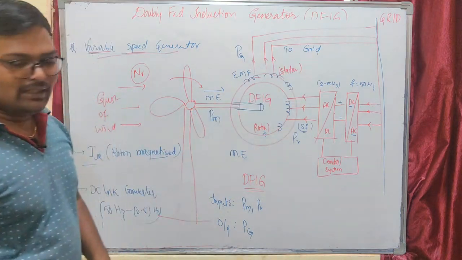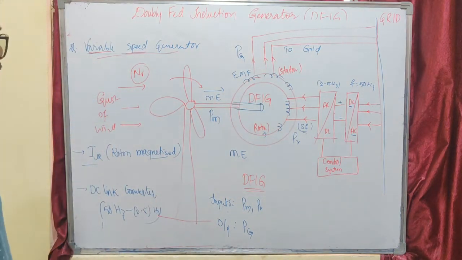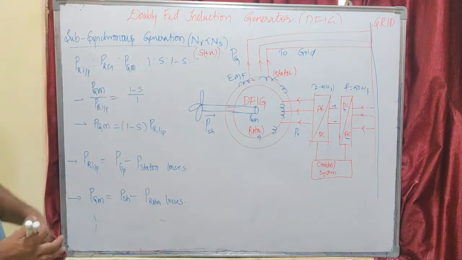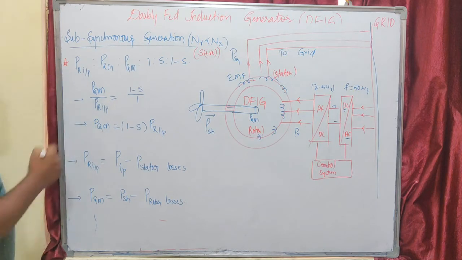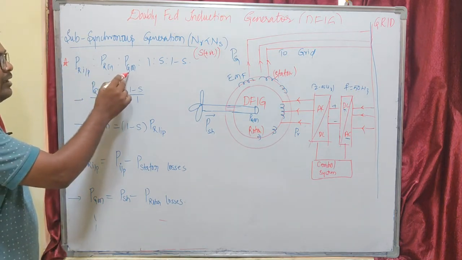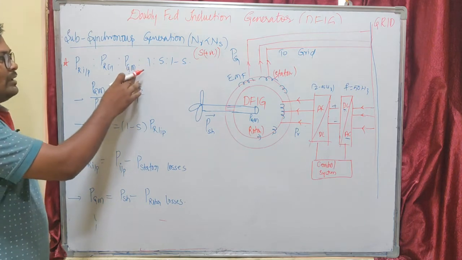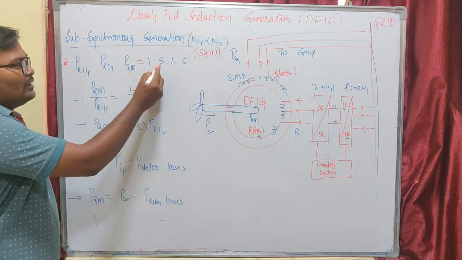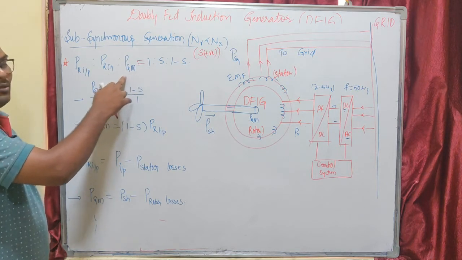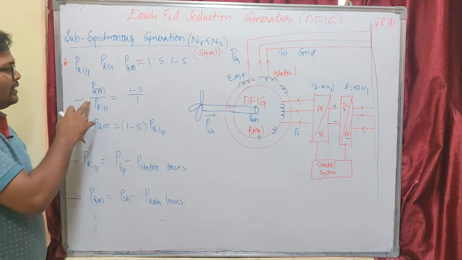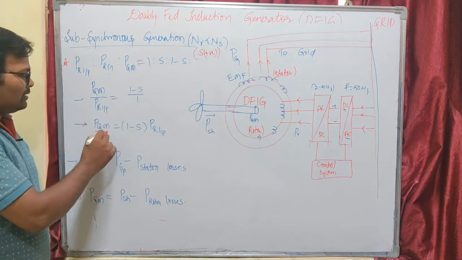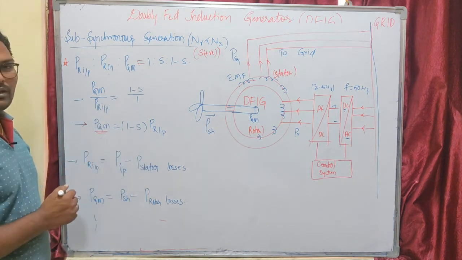Okay, so let us try to understand our subsynchronous operation of DFIG. Before going to understand our subsynchronous mode of generation, let us try to understand our power flow again. You know that the rotor power input to rotor copper loss to gross mechanical power developed in the rotor is given by the ratio of 1 to S to 1 minus S. You already know that, right? So let us obtain our gross mechanical power output with respect to rotor input, that is PGM by P rotor input equal to 1 minus S. So our gross mechanical power equals 1 minus S times our rotor input.